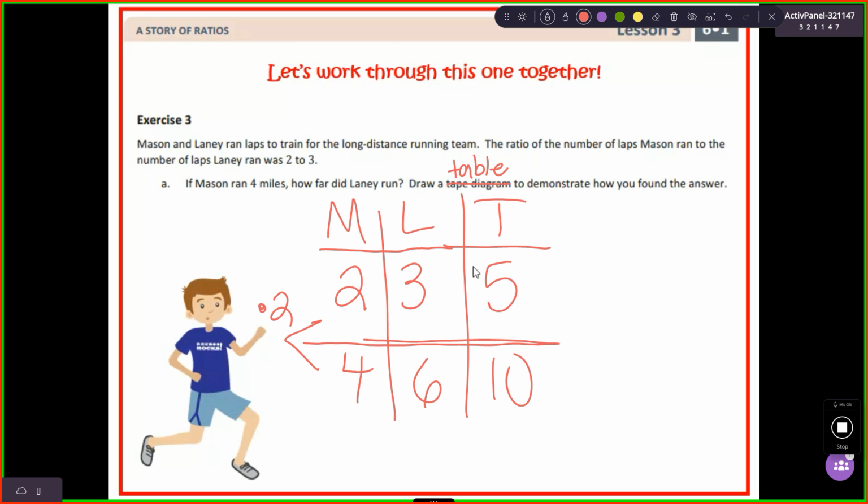How far did Laney run? 6. And what was the story talking about at the beginning? What are they running? Laps. And we can circle it.